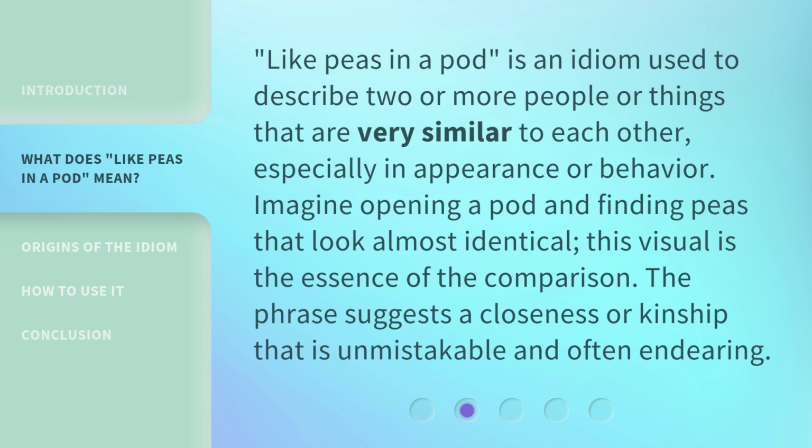Like peas in a pod is an idiom used to describe two or more people or things that are very similar to each other, especially in appearance or behavior. Imagine opening a pod and finding peas that look almost identical. This visual is the essence of the comparison. The phrase suggests a closeness or kinship that is unmistakable and often endearing.